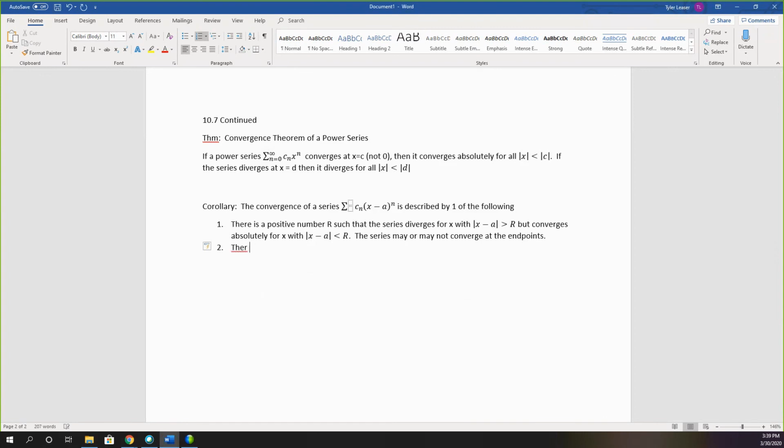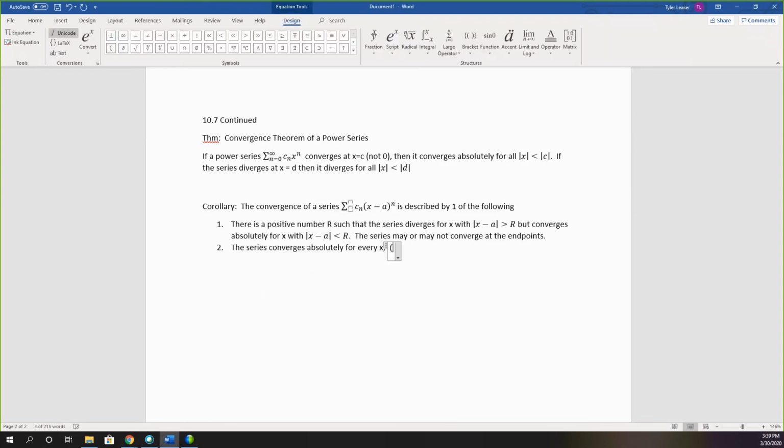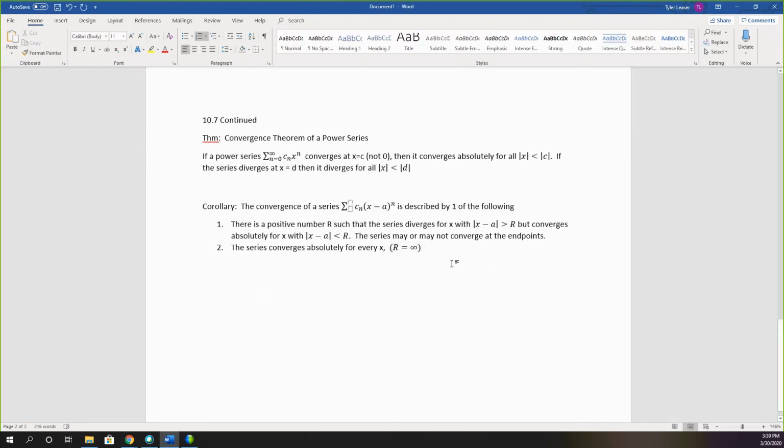The second thing, it's possible that your series converges absolutely for every x. Another way of thinking about this is that your R value is infinity. This R is going to have a name in a minute. It's called the radius of convergence. This is just saying that the radius of convergence is infinity, and it doesn't diverge anywhere. It converges absolutely on the entire number line.